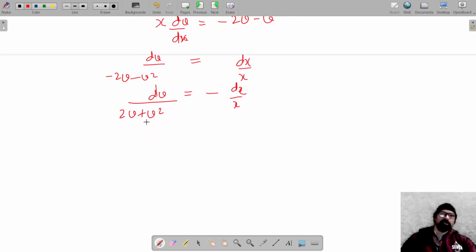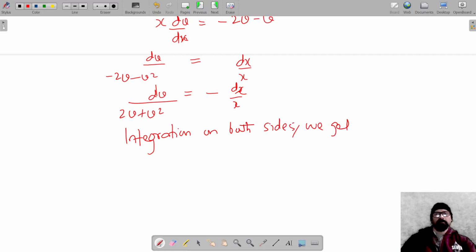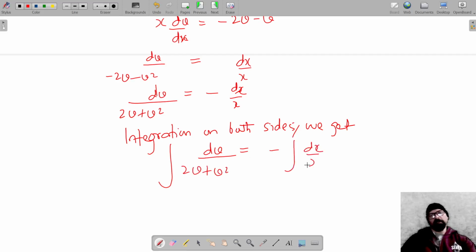And now let's use the integration on both sides. Applying the integration on both sides, we get the integration of dv upon 2v plus v² equal to the integration of dx by x.